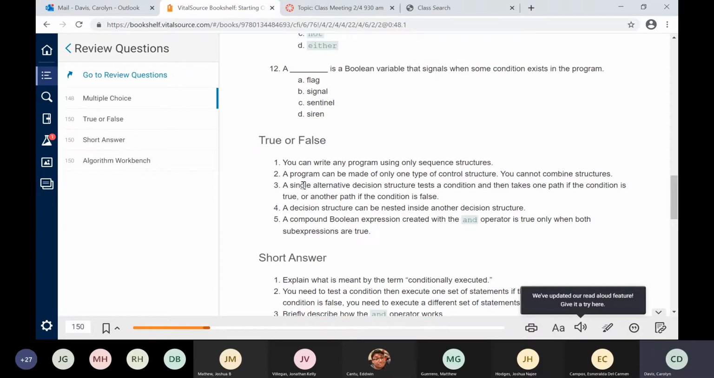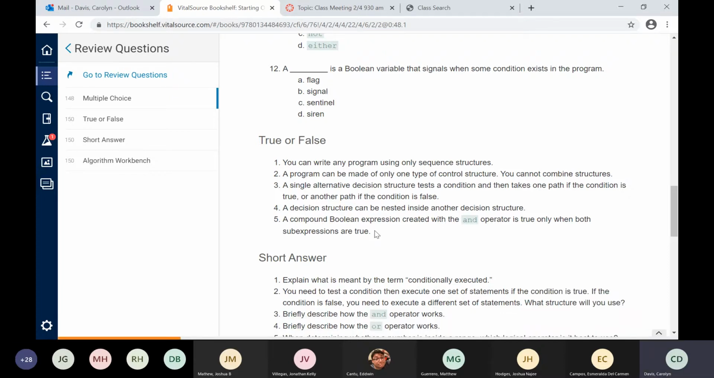4. A decision structure can be nested inside another decision structure. True. 5. A compound Boolean expression created with and is true only when both expressions are. That's true. That was the same as the multiple choice question he gave us.